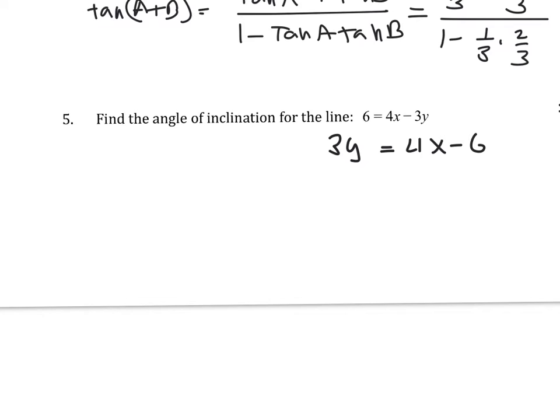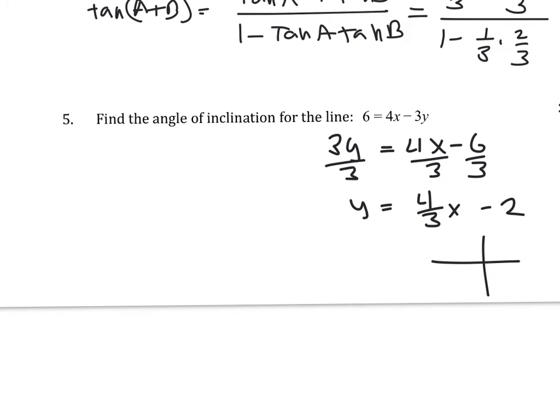So I'm going to throw things around a little bit there. Divide by 3, thank you. And I divide everything by 3 on the right-hand side, of course. Get y equals 4/3 x minus 2. So it's a line, looks roughly like that. Our angle of inclination is right there.